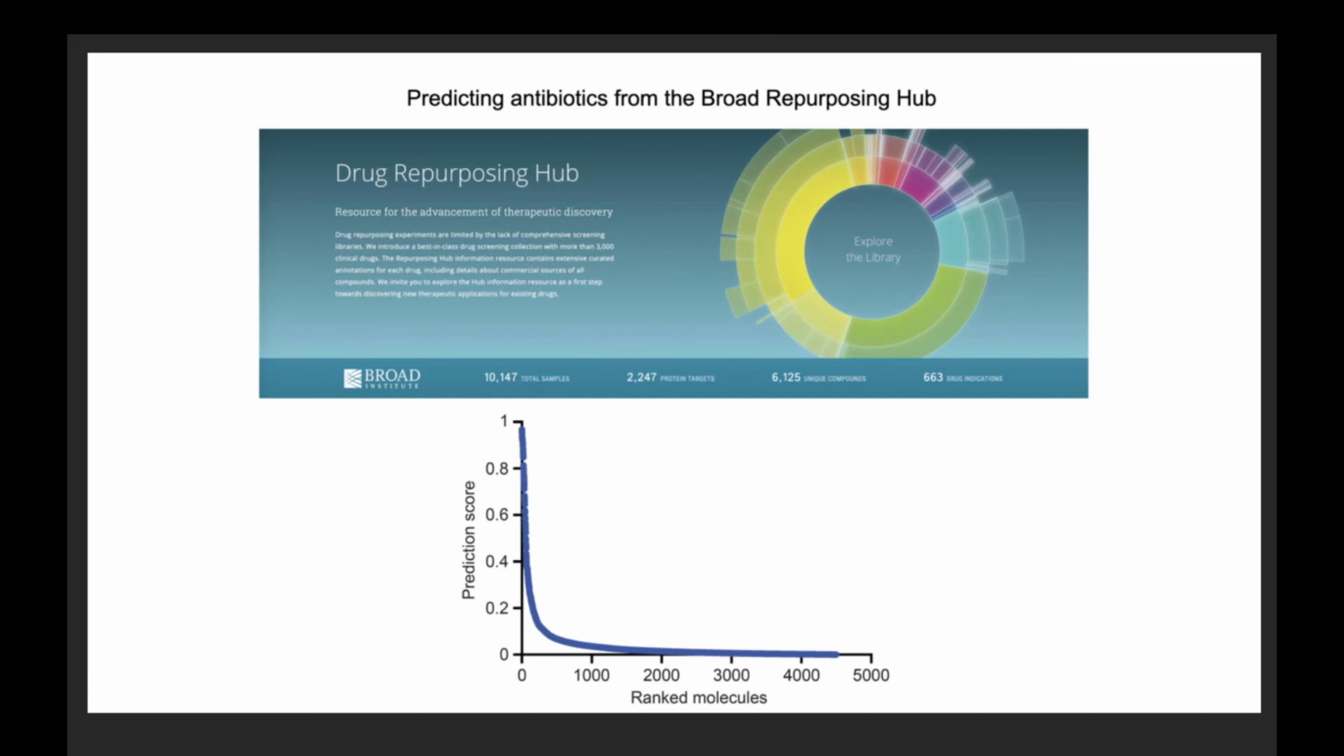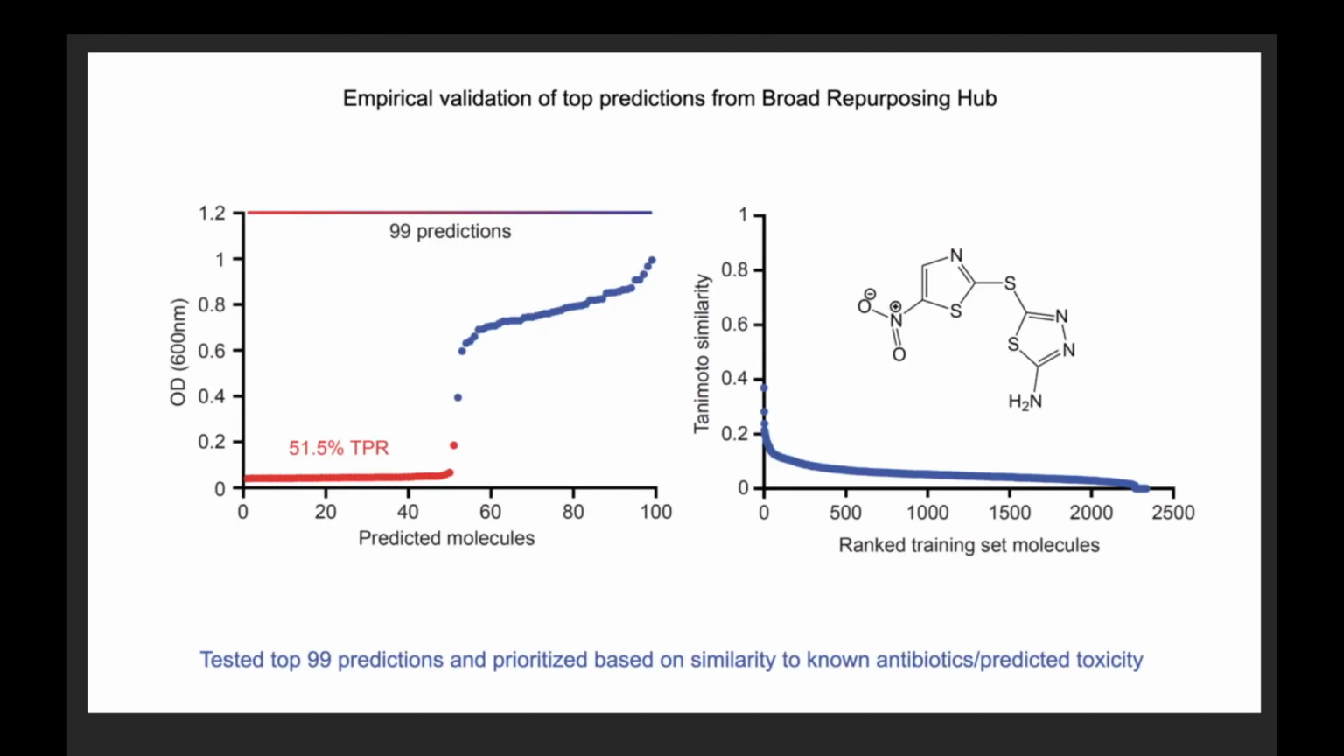So what we did to see how well our model was able to make predictions is we took the 99 molecules that had the highest prediction scores and then curated them and then tested them in the lab. We wanted to see how many of these top 99 predictions actually displayed growth inhibitory activity against E. coli when we tested them in the lab. So of these top 99 molecules, we observed that 51 displayed antibiotic activity.